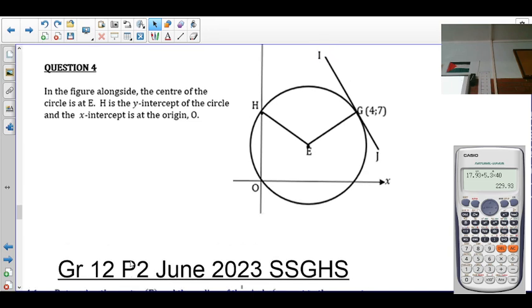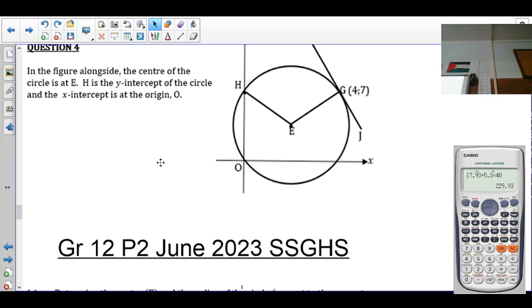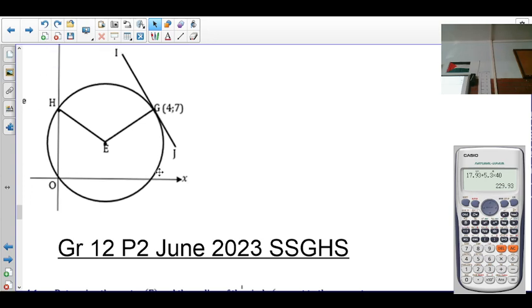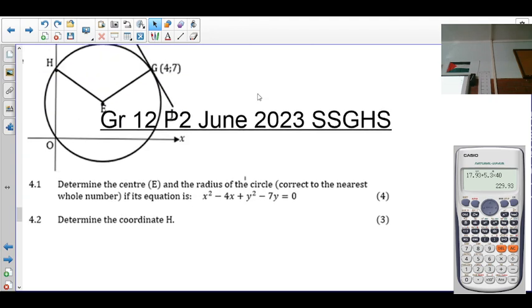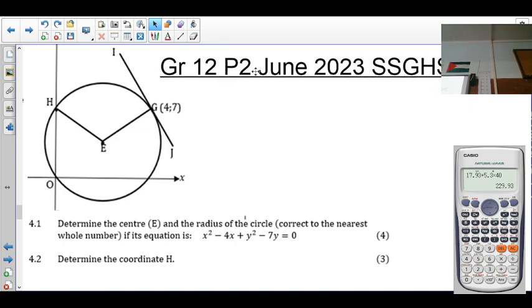Let's go to number 4. In question 4, in the figure alongside, the center of the circle is E. H is the y-intercept of the circle, and it is also the origin's x-intercept. We are given also that G is (4, 7). First question: determine the center E and the radius of the circle, correct to the nearest whole number, if the equation is x squared minus 4x plus y squared minus 7y is equal to 0.